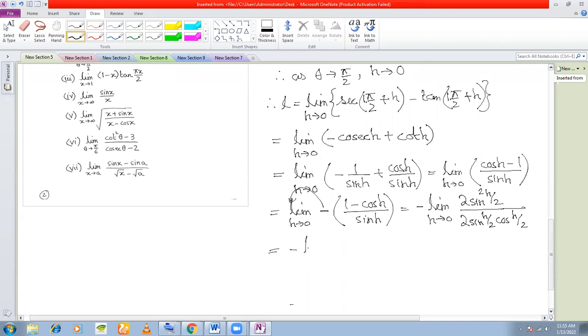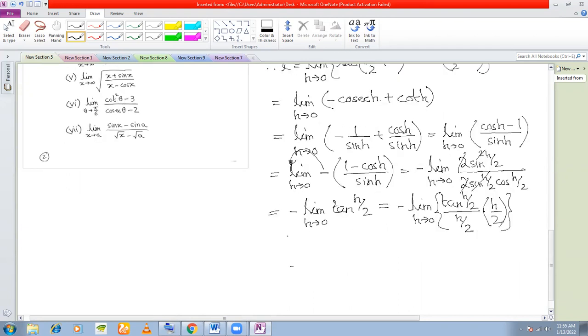Which is equal to minus limit h tends to 0. This 2 and this 2 will cancel, and one sine will cancel here. So you're only going to be left with tan h by 2. Now tan h by 2, what is the standard limit for tan? Limit x tends to 0, tan x by x is equal to 1. So what is missing in the denominator? h by 2 is missing in the denominator. So I multiply this by h by 2, and because I am multiplying by h by 2, I need to divide by h by 2 as well.